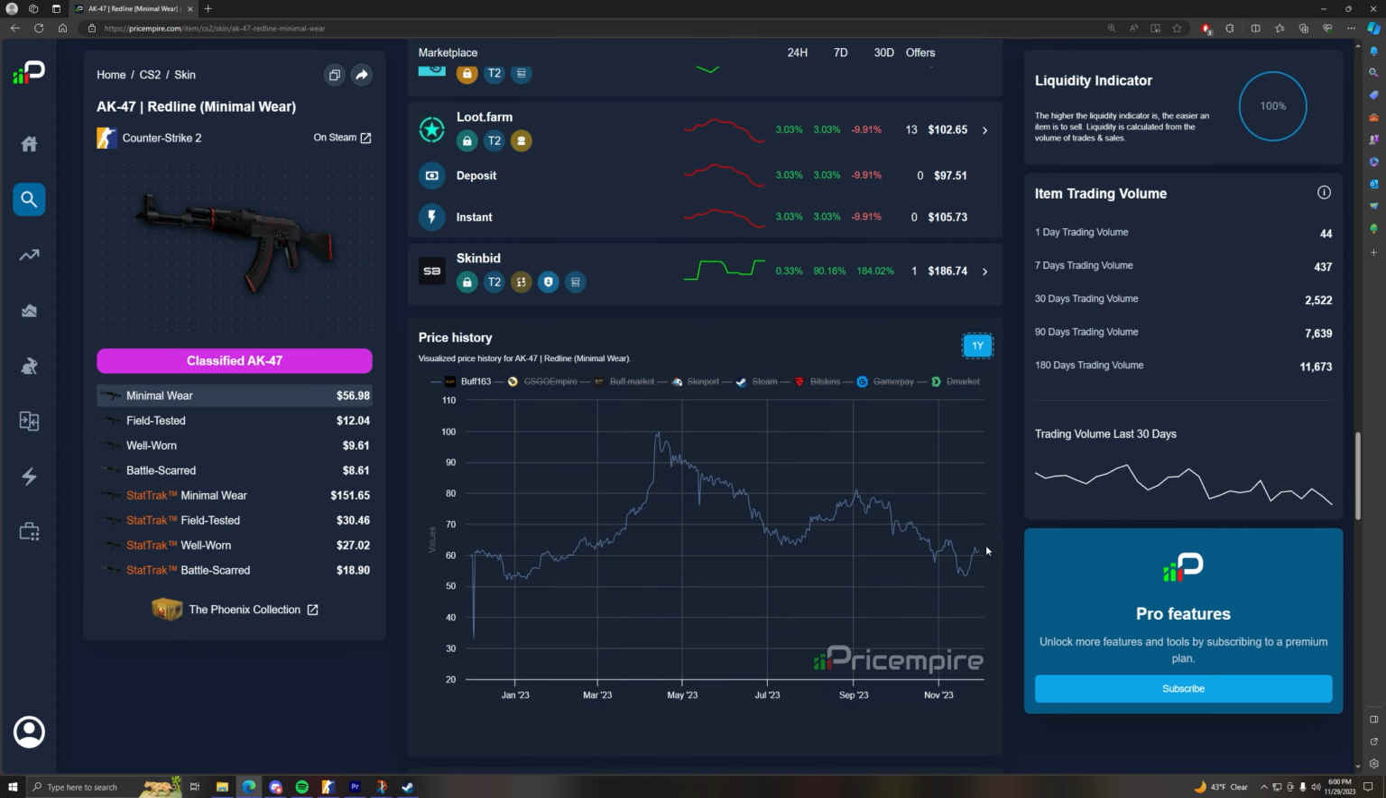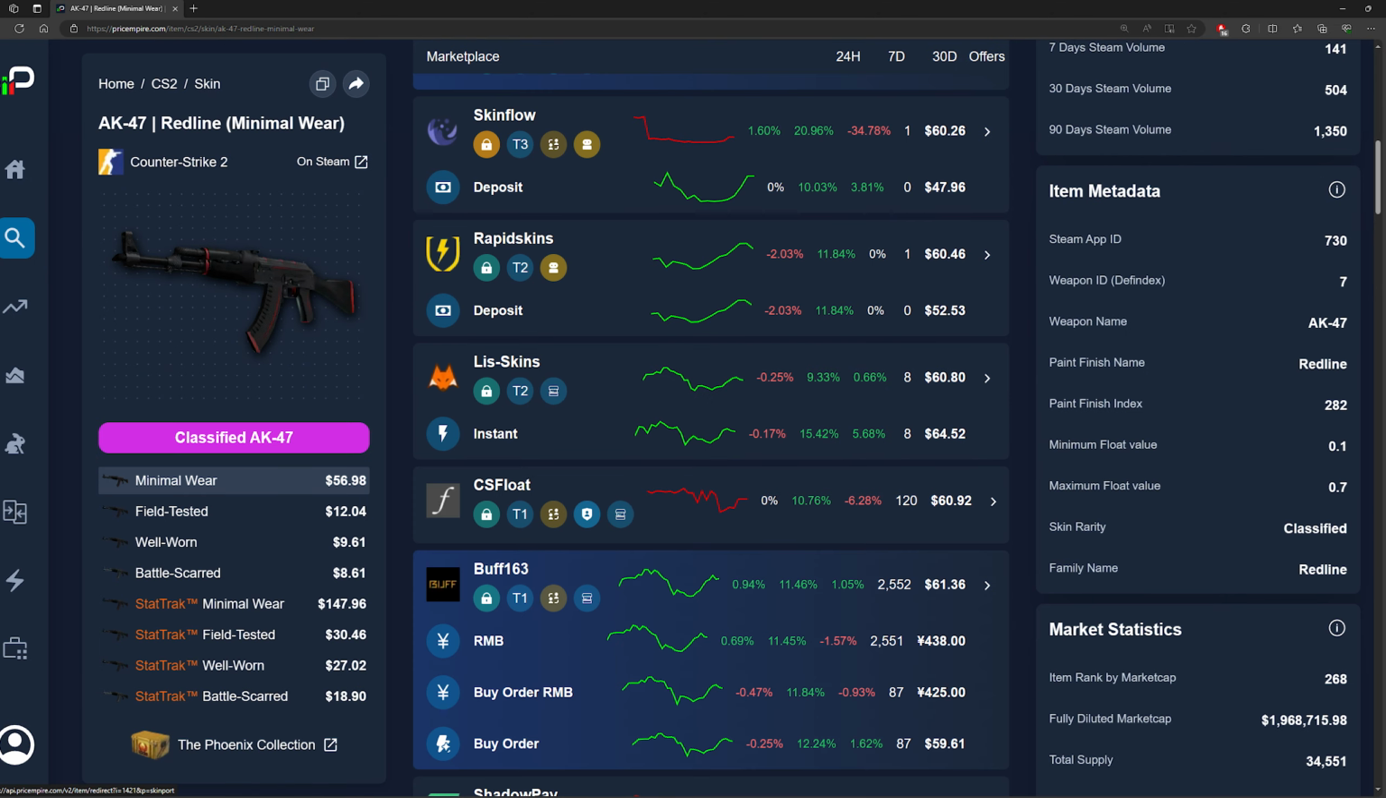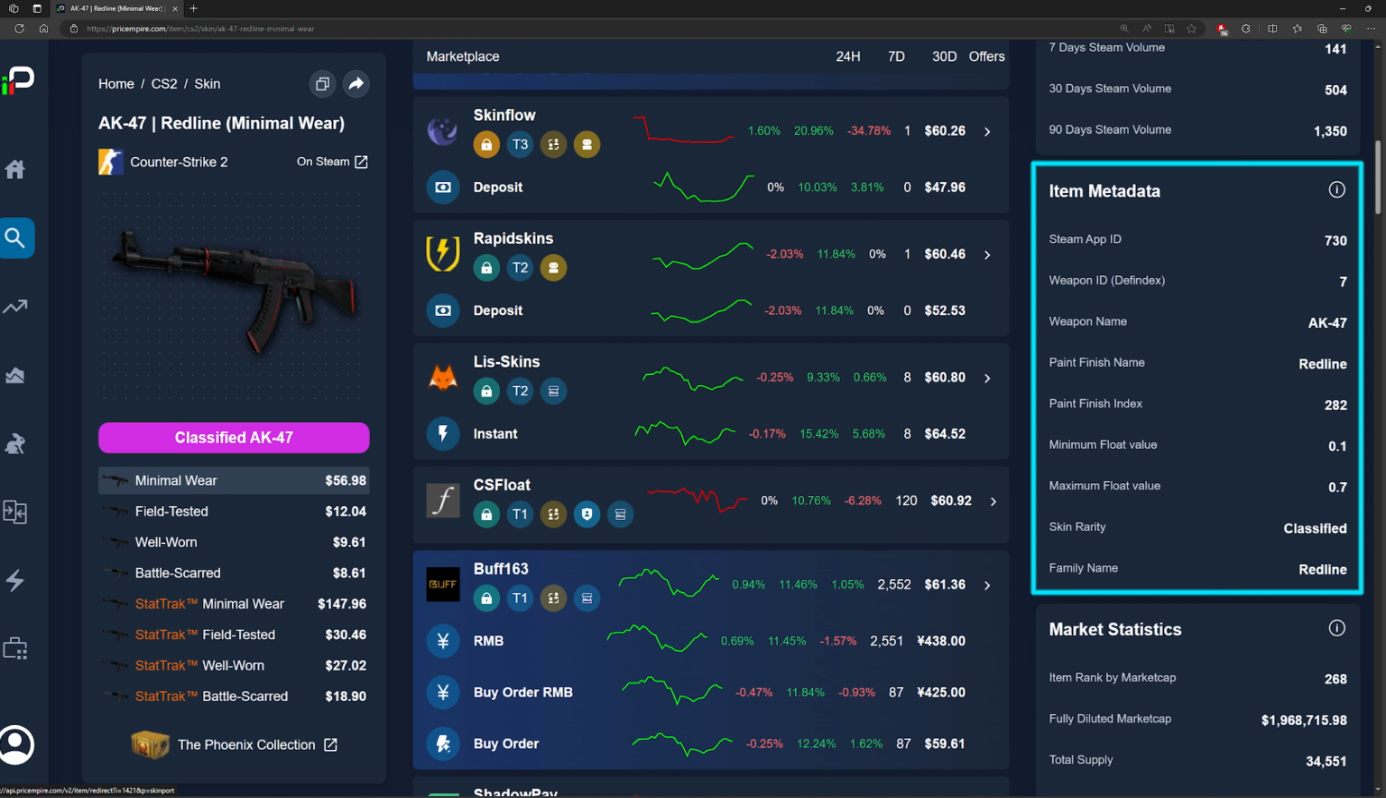This allows us to see the price changes of a skin over a long period of time and gives us a better understanding of how a skin has been performing long term, as well as how stable of an investment that skin is. The item metadata tab shows us every in-game metric of a skin, including skin rarity, weapon finish ID, and if the skin is float kept or not.